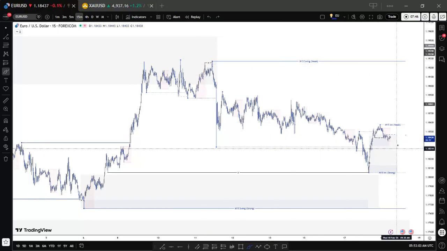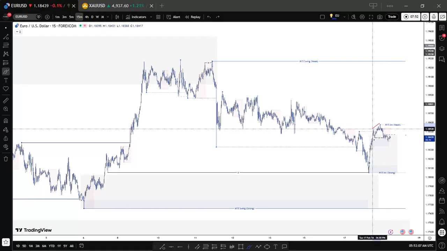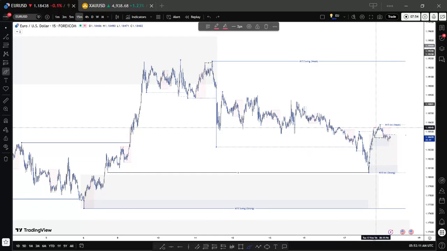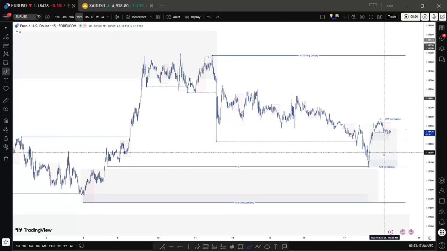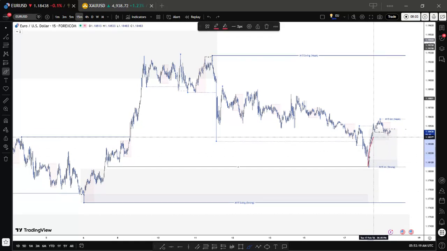But the way I have zoomed out, I would like to talk about this here. There's this high that has been broken. You could call it an internal breakout structure, but if I zoom out like this, you can see how this is just one leg and this is just a pullback, and now we can expect price to target the weak swing high.